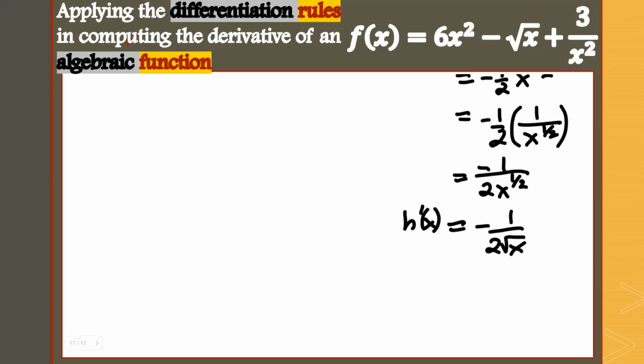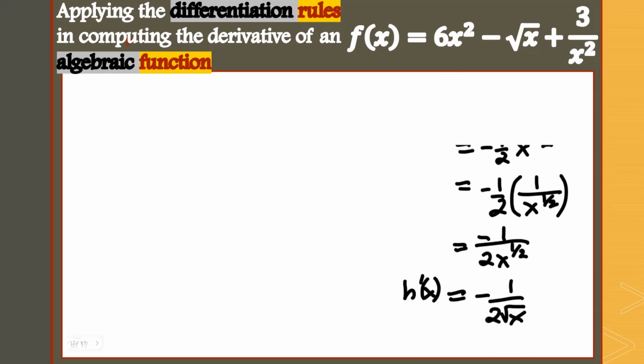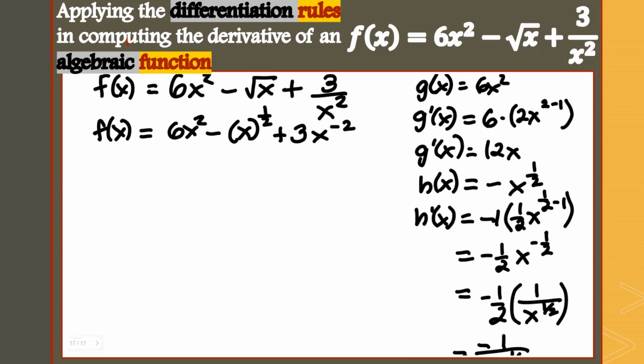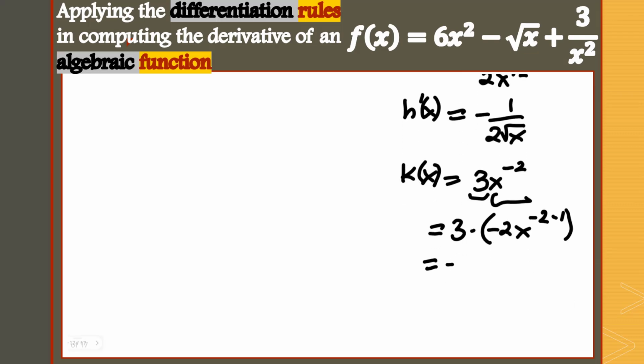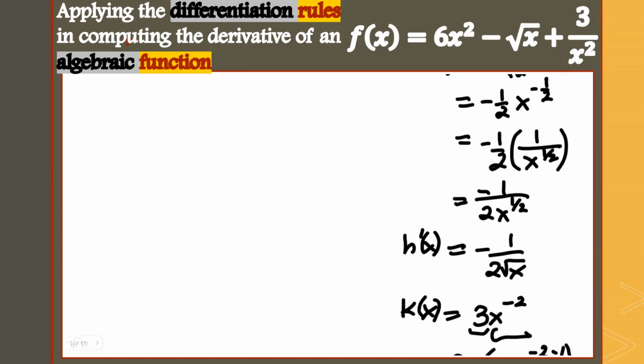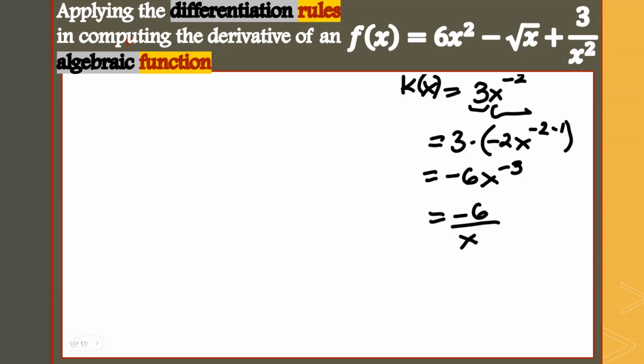The other purpose of separating this is that we will have a different space for scribbles, because if we apply it all together, it gets very complicated as you will see in the final forms. And of course, this will be our k of x, 3x to the power of -2. Constant multiple, power, hence 3 times -2 x to the power of -2 minus 1, which will give you -6 x to the power of -3. Same thing here, applying the law of negative exponent, you will have -6 over x cubed. This is your k prime of x.